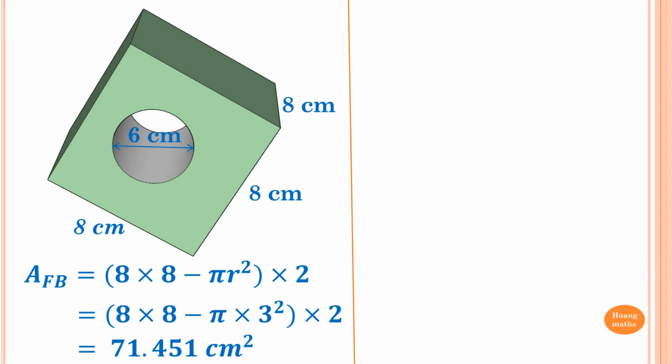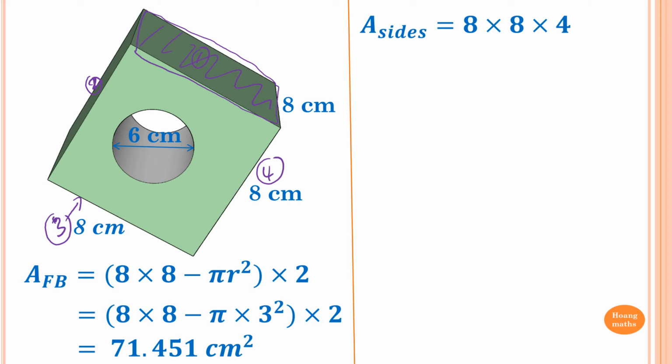To find out the area of the sides of the solid, we have 4 sides the same. 1, 2, this side here is 2, sorry, and 3, and 4. So 4 sides the same. All we need to do is work out one side, 8 times 8. So this side here is 8 by 8, which is 8 times 8 times 4. So which gives me this.